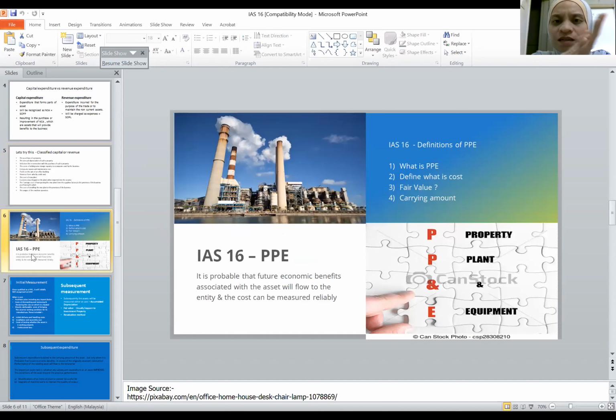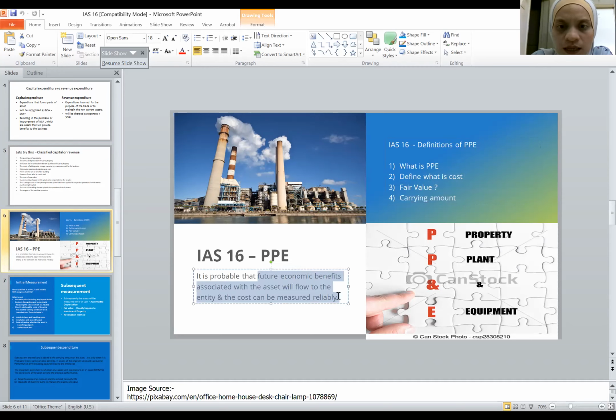Okay, as usual bila kita study on accounting standard, definitions kena tahu. The subsequent measurement, initial measurement, and the last one is disclosure. So definitions of PPE. What is PPE? Define what is cost, fair value, and also the carrying amount. Basically, IAS 16 PPE, it is probable that the future economic benefits associated with the asset will flow to the entity and the cost can be measured reliably.